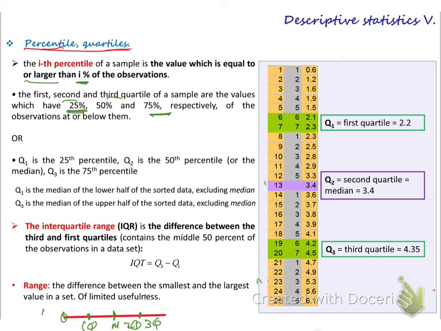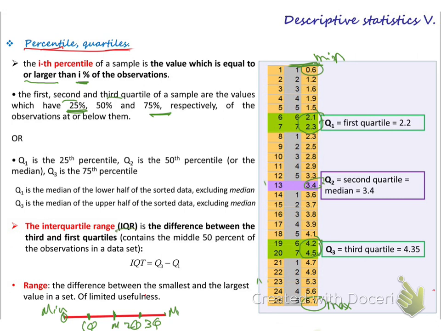This is the way. And this number is called the minimum, and this number is called the maximum. If you want to write it vertically, this will be the minimum. Here, this value, which is 0.6, the minimum. And this value would be the maximum. And the third quartile would be the average of these two. And this is the first quartile, and this is the median, which is the second quartile.